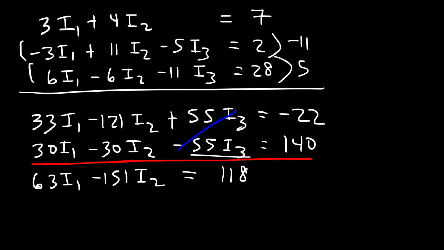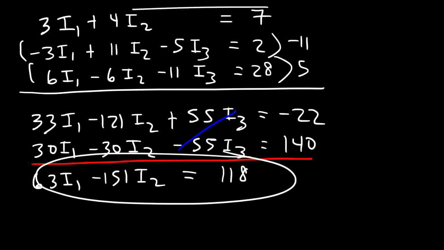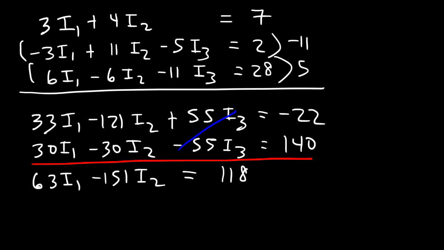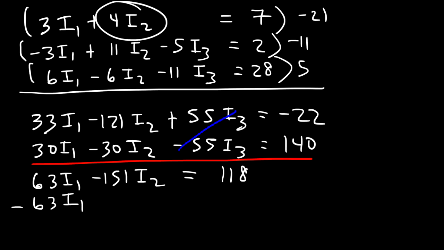So now we need to combine this equation with this one. And so let's focus on canceling I1. So I'm going to multiply the first equation by negative 21, because 3I1 times negative 21 is negative 63I1. And then 4I2 times negative 21. 4 times 20 is 80, and then 1 times 4 is 4, so this is going to be negative 84I2.